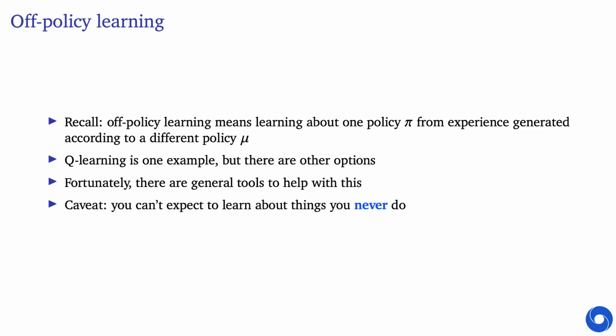So just to recap, off-policy learning means learning about one policy, pi, which we call the target policy, from some experience generated according to a different policy, mu. Q-learning is one example where pi is the greedy policy according to your current action value estimates, and mu can be any exploratory policy. But there are other options as well, and fortunately there are some general tools that can help us with this. But there's one important caveat to keep in mind throughout, which is that you can never expect to learn about things that you never do. You can't expect to learn about a policy if this policy contains actions that you would literally never take according to your behavior policy. Then you simply don't have the data to support this.